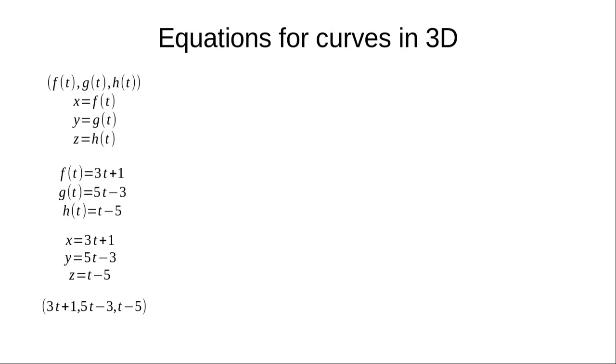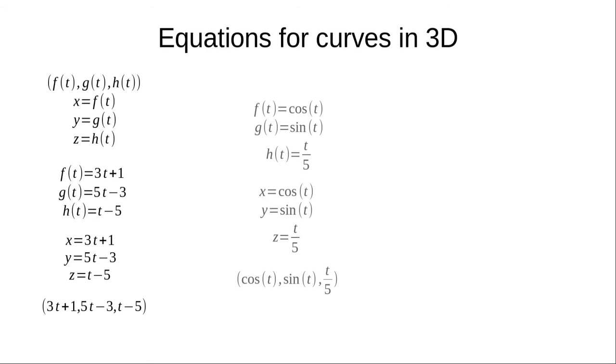It's just a different notation again, like the vector form for a line, and makes no difference to the actual meaning of the equation. But what happens when we replace the functions with nonlinear functions? For example, if we use cosine of t for f of t, sine of t for g of t, and t over 5 for h of t.